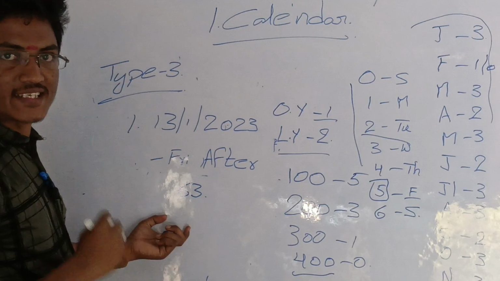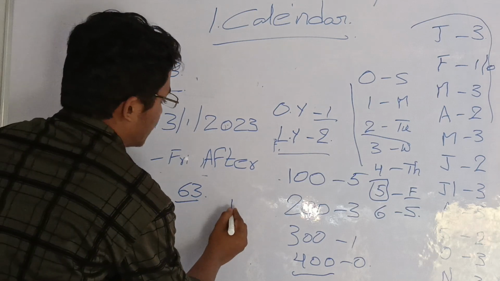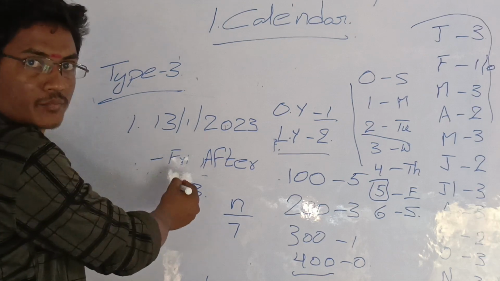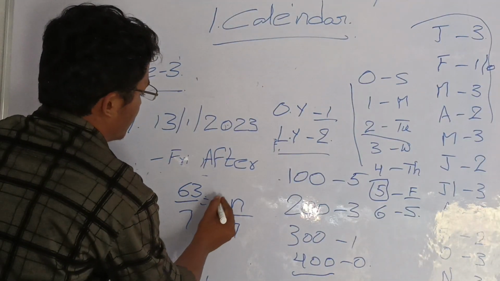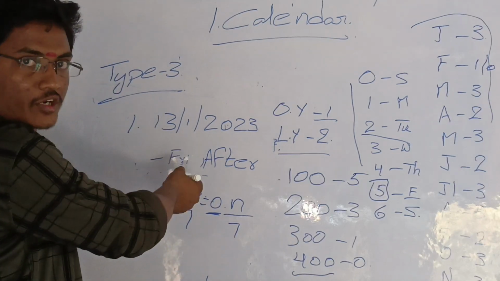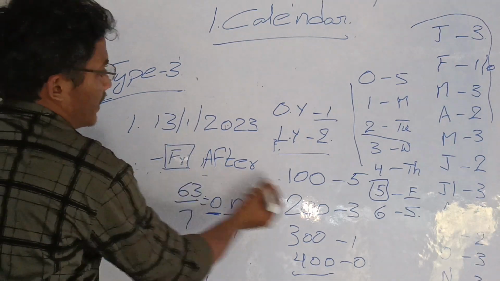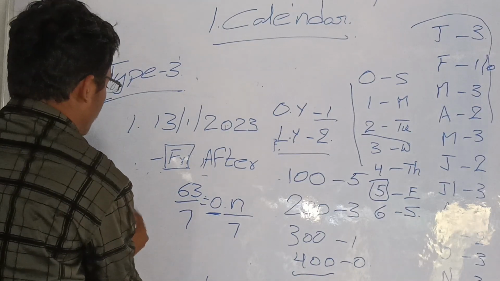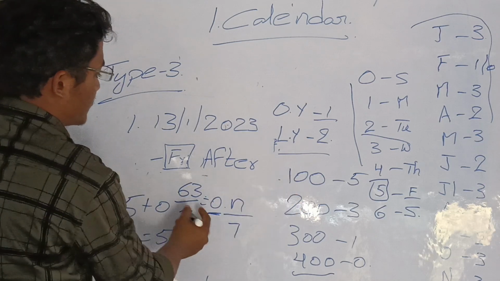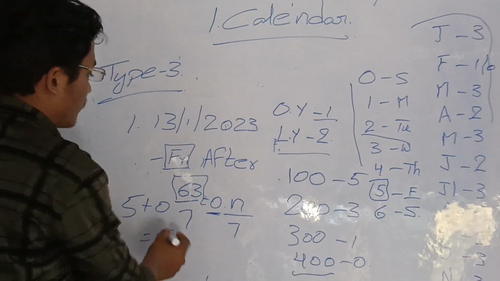As we all know, every week has 7 days. So we need to divide that n number of days by 7. When we divide 63 by 7, we get remainder 0. So we need to add this remainder, what we get after dividing the n number of days by 7, to this weekday number. Friday is 5. So 5 plus 0, again 5. So after 63 days, it is Friday only.